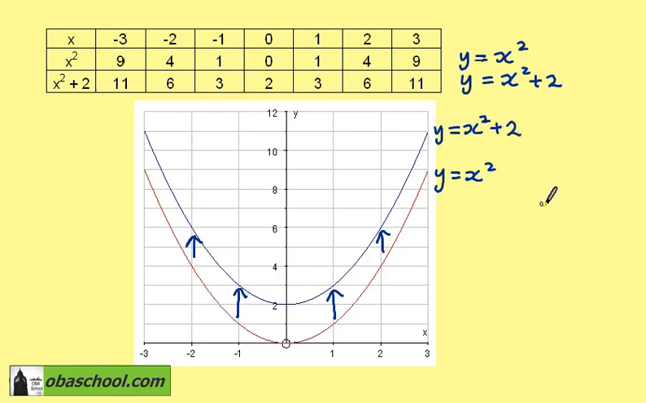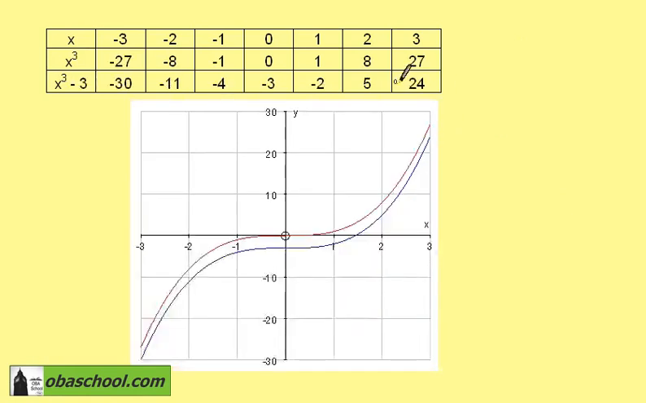We commented from the table that x squared plus 2 was just 2 higher at each point than x squared, and we can see this effect now on the graph. So the transformation x squared plus 2 moves the curve upwards by 2 units. This works with other curves as well.